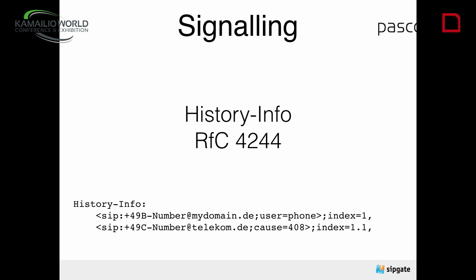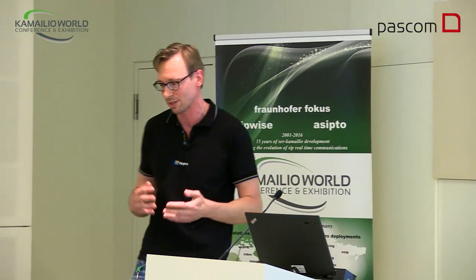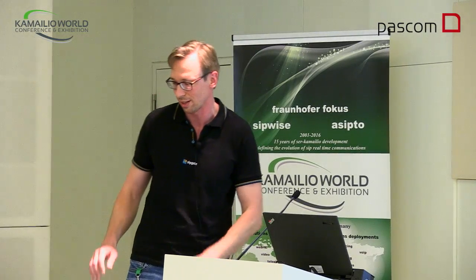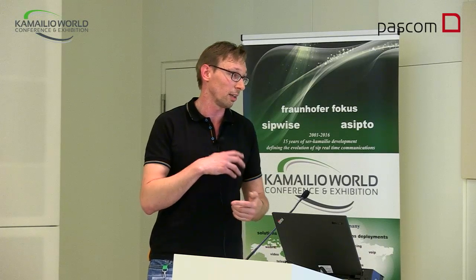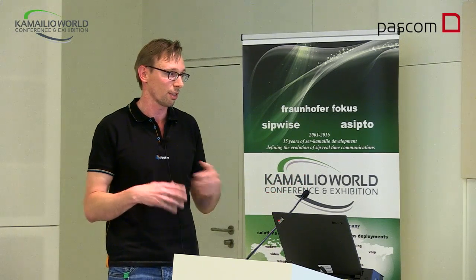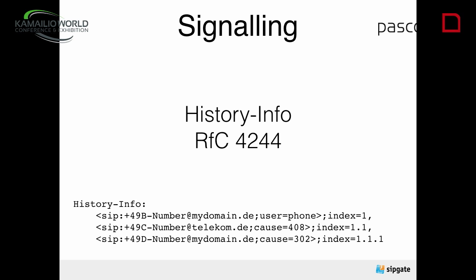We got a call in, and then we wanted to send it back out, so you have to put the B number, the originally called number, in there, and then at the target number of the redirection, you have to put the cause in there. You can even specify whether the redirection information should be shown or not, and that's what Telecom wants to see. And if they do another redirection, then they just add another entry to this header and increment the index. Incrementing means adding a .1 at the end.